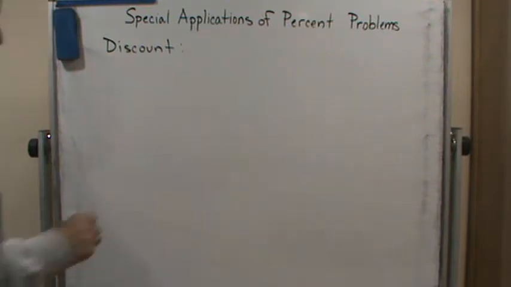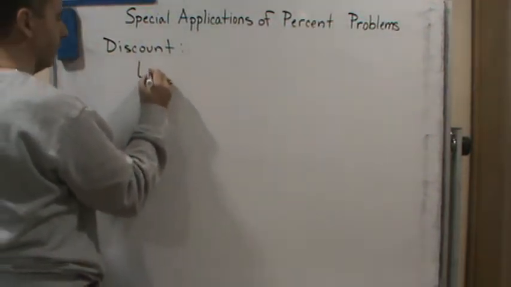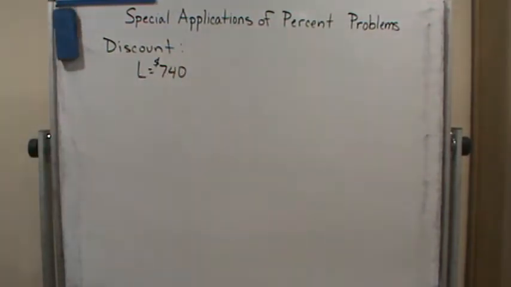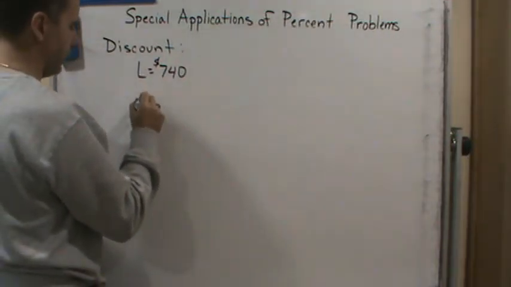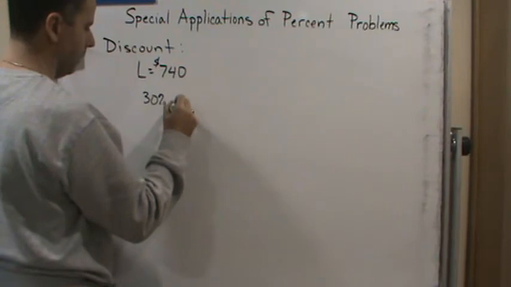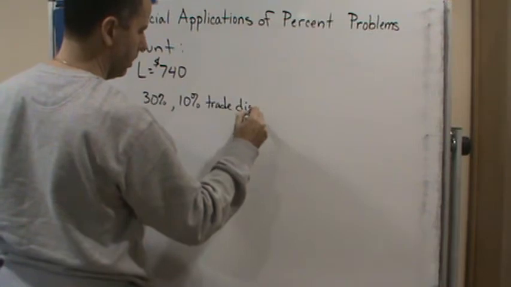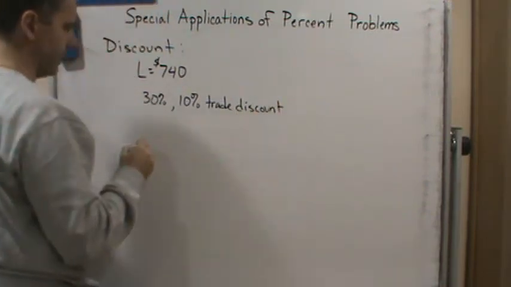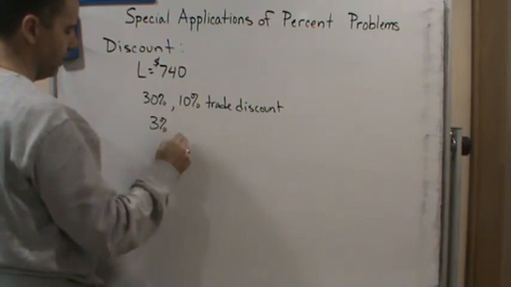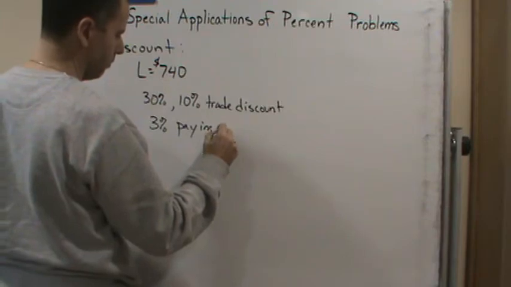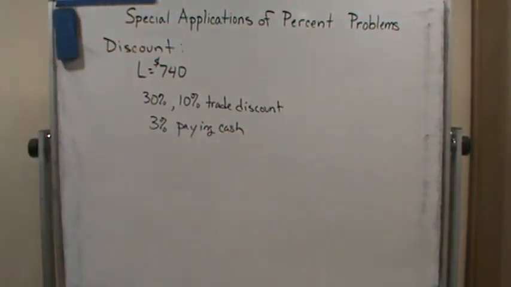So $740 is the list price, right? So L is $740. Now they get a 30% and a 10% trade discount. So they get a 30% and a 10% trade discount, and they also get a 3% for paying cash. Okay?